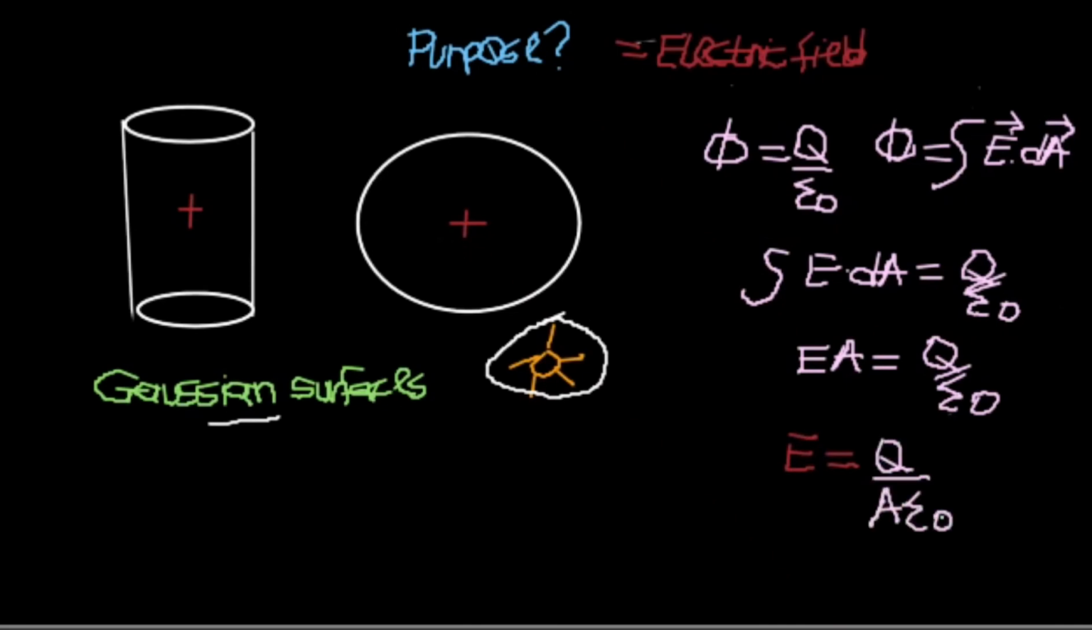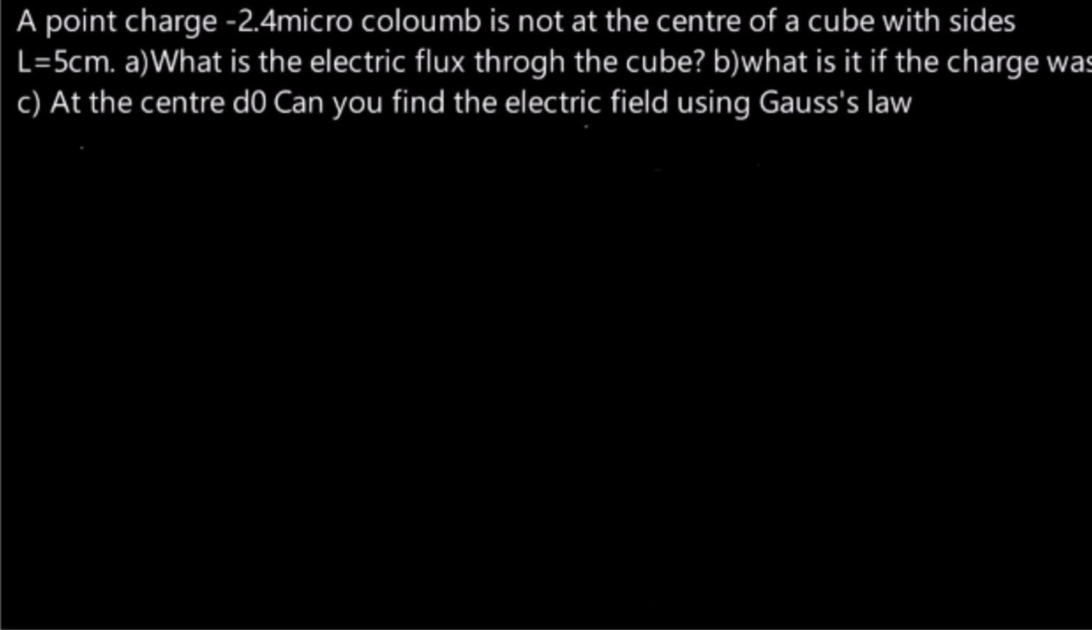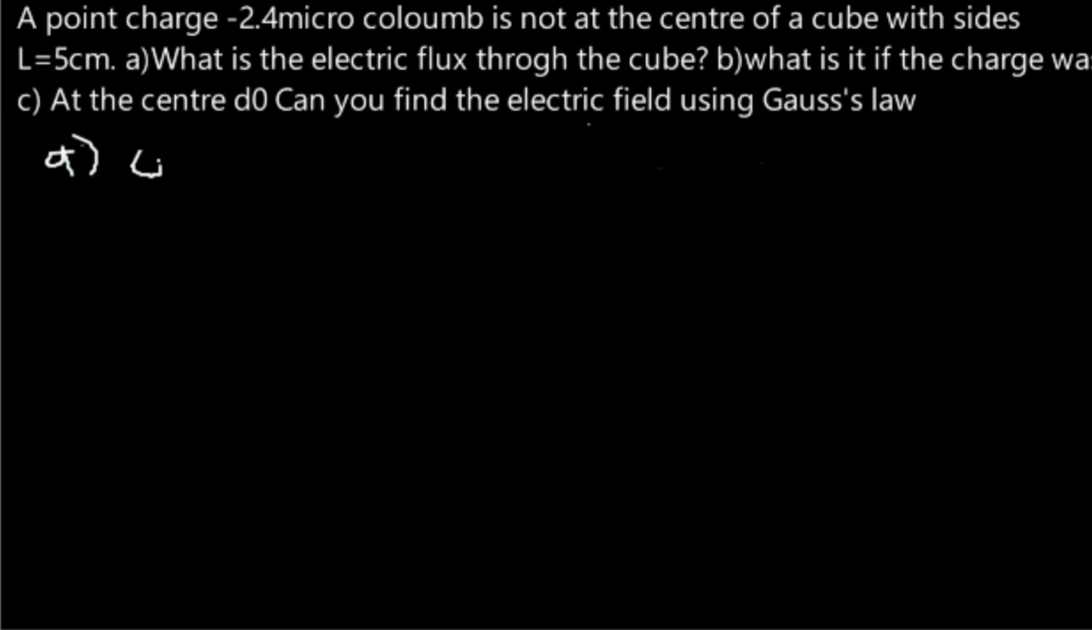So let's solve some problems on electric flux and Gauss's law. I like to pick one hard and one easy problem, because once you tackle the hardest, you can basically solve anything. So let's go. A point charge of minus 2.4 microcoulomb is not at the center of a cube with sides L equal to 5 cm. What is the electric flux through the cube? You can pause the video and try it out.